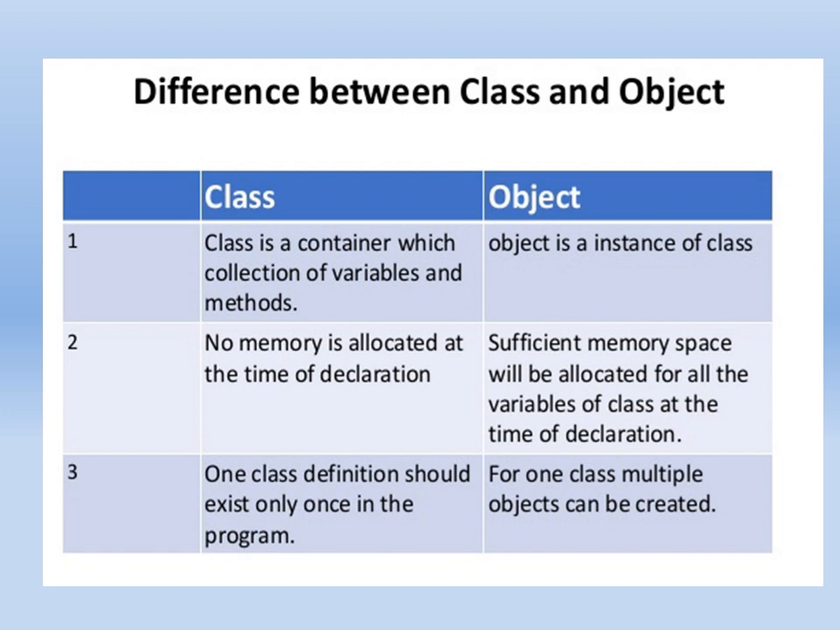Now see the third point. In a class, the class definition should exist only once in the program. When you define the class, that definition takes place only once in a program. That is what you write in that class, the declaration of the variables, etc. That will be only once in a program. In an object, for one class multiple objects can be created. So you can create any number of objects for that class. So the class is written only once, but objects you can create any number of times. So this is the difference between the class and object.